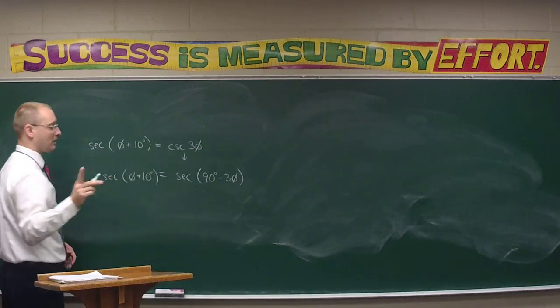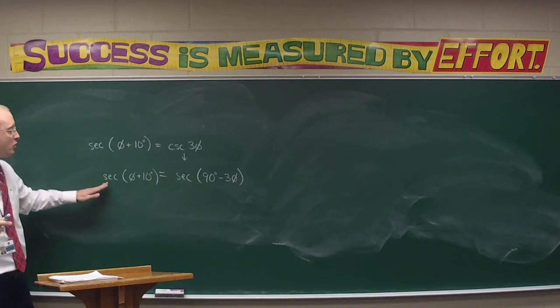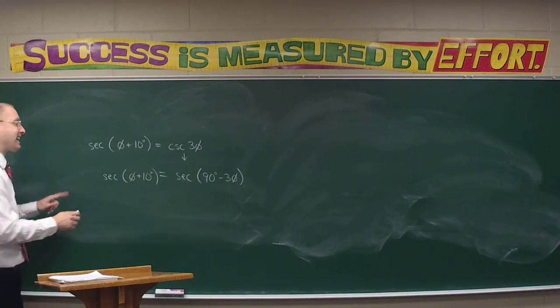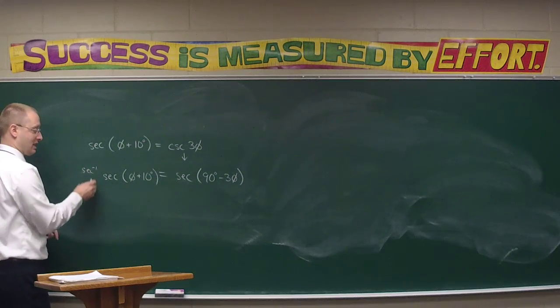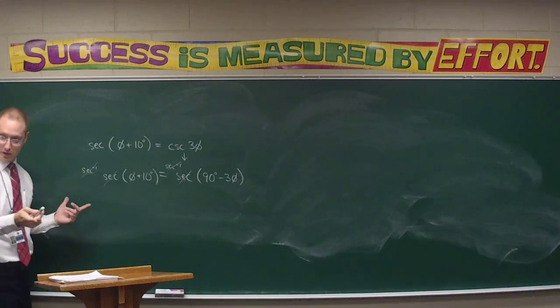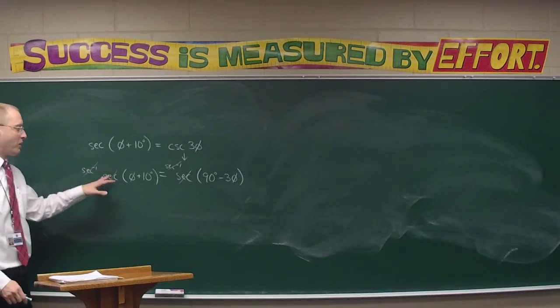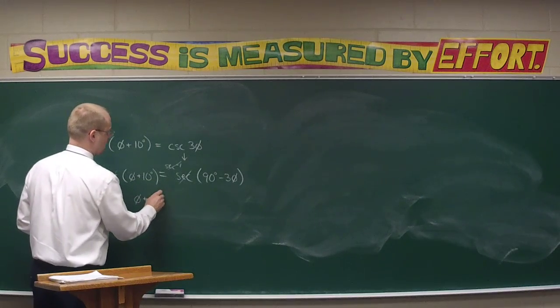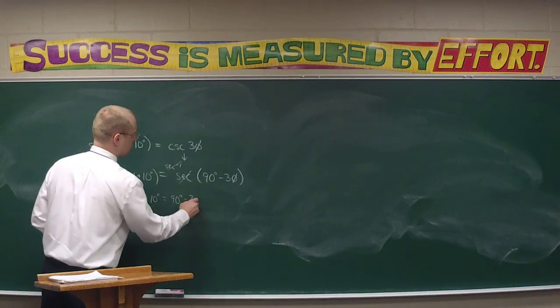Now, technically, class, what do we do on both sides to get rid of secant? Technically, you're taking the arc secant of both sides, which is why you can cancel them. We didn't know that at the time, though. We just said cancel them, which means we also don't need parentheses. So phi plus 10 degrees will equal 90 degrees minus 3 phi.